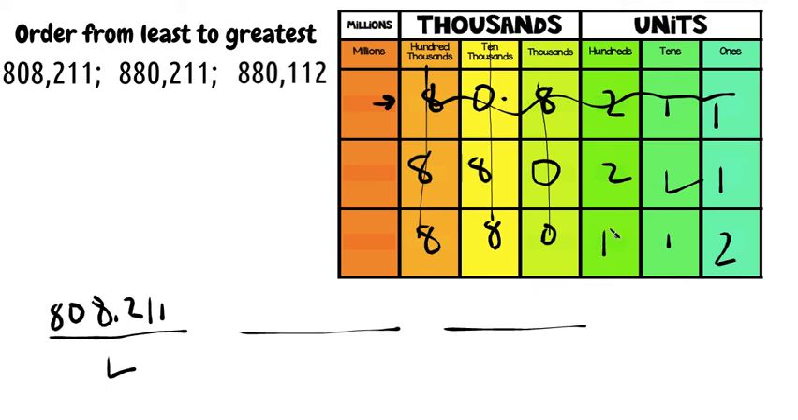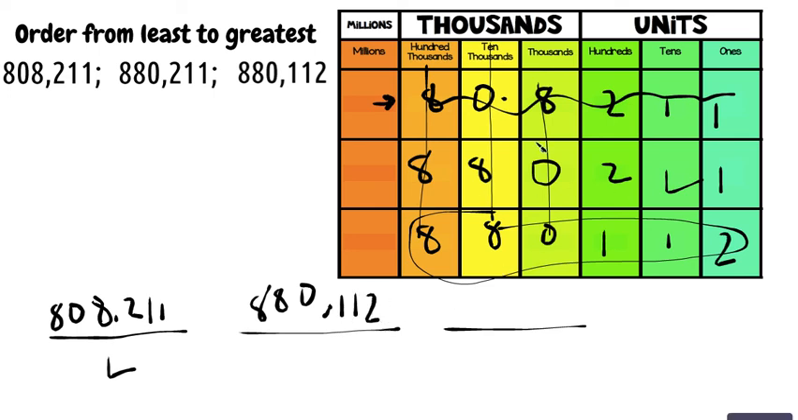Which one's smaller? The 1. So this number goes next, 880,112. And our final number is 880,211.